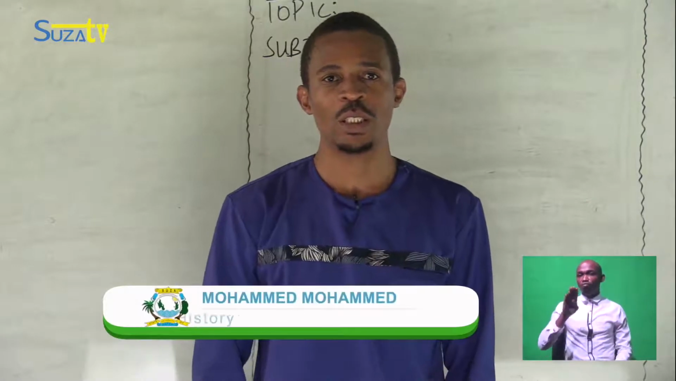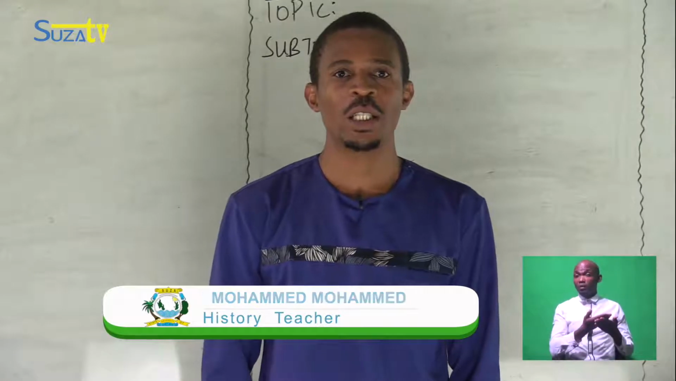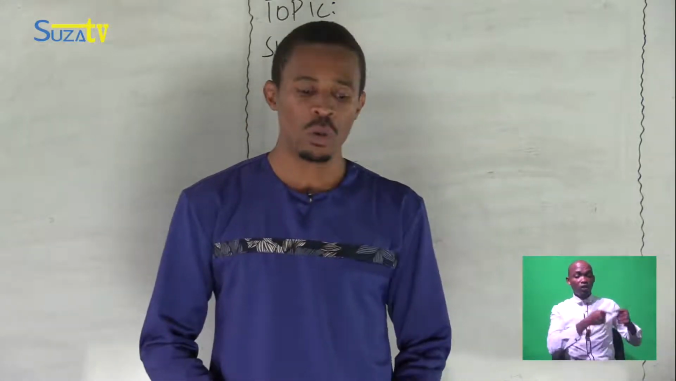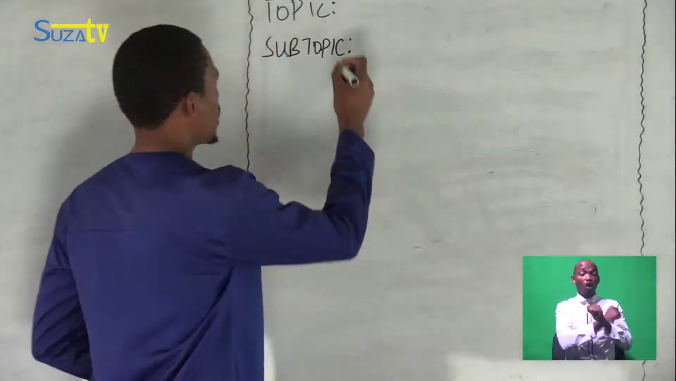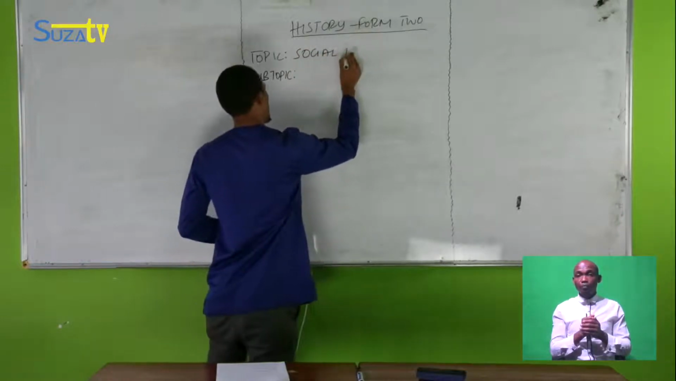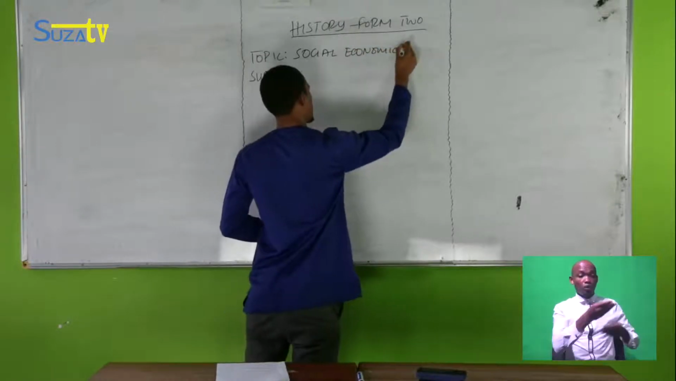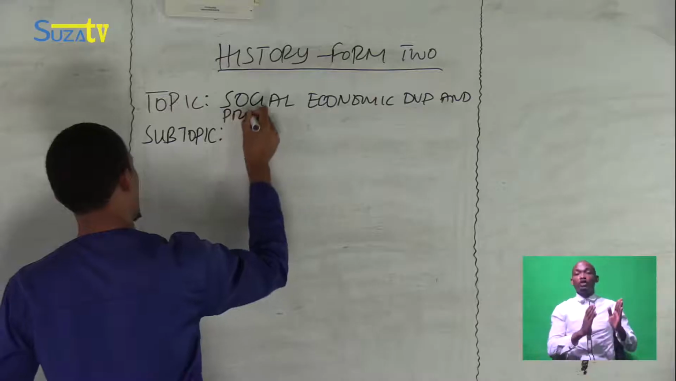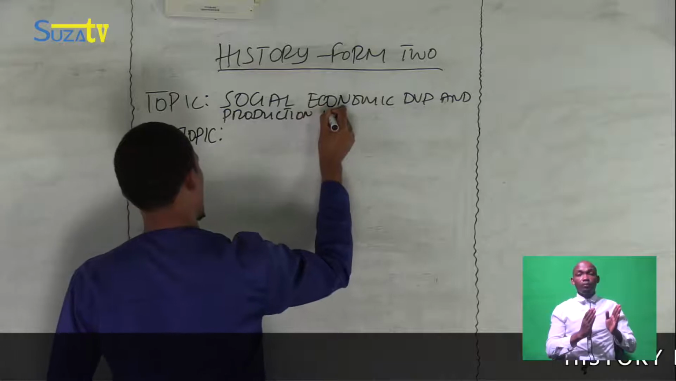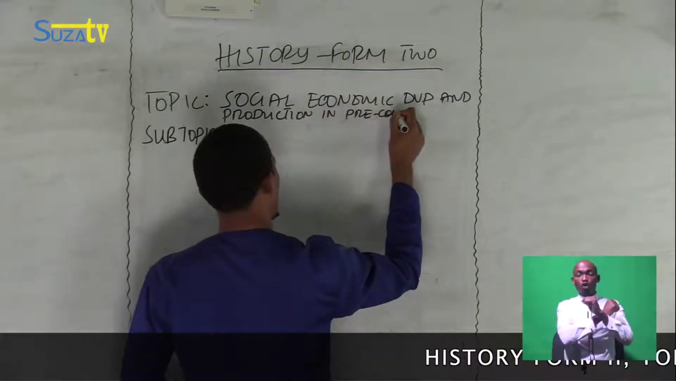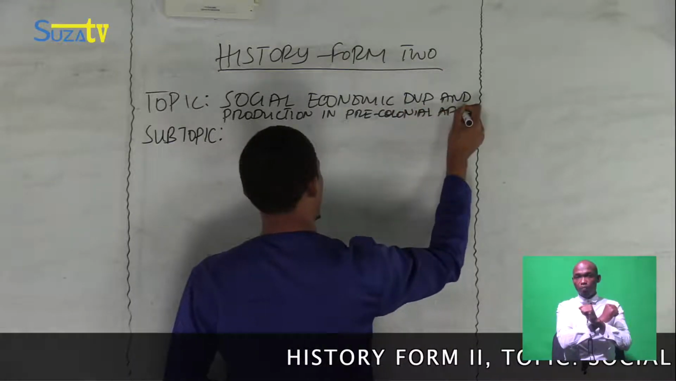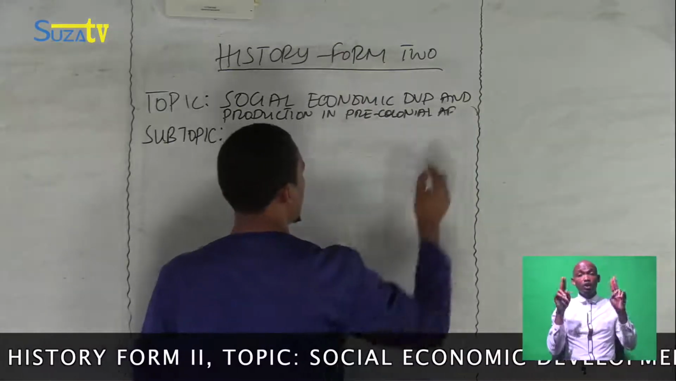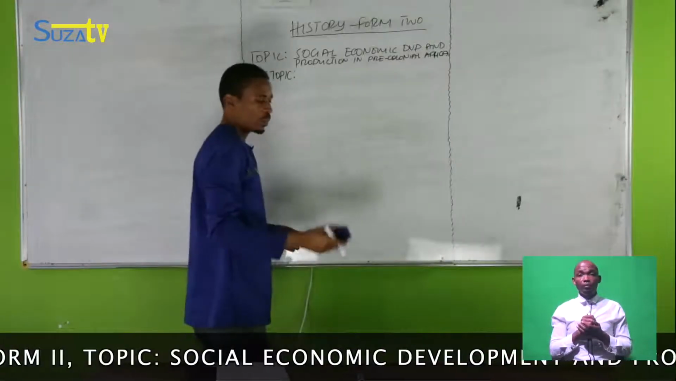I am a history teacher. Today I will be with Form 2 students in the second topic of history, called Socio-Economic Development and Production in Pre-Colonial Africa. Our today's topic is socio-economic development and production in pre-colonial Africa. This is the second topic of history in Form 2.